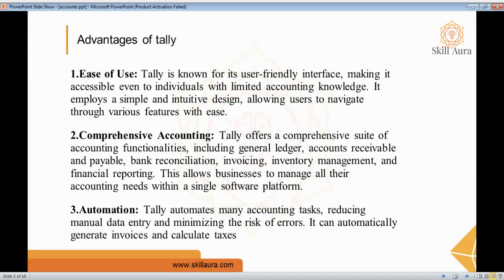And there are a few more advantages of Tally. Let's understand. The next one is real-time reporting. Tally provides real-time reports and analytics which enable informed business decisions. So, let's have an example. A restaurant owner, John, can use Tally to track the daily sales, monitor the cash flow, and make data-driven decisions to optimize her business.